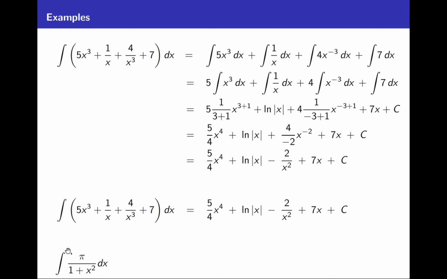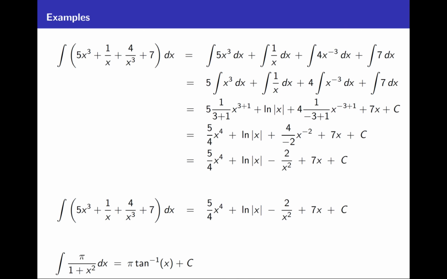Likewise, if you had the integral of pi over 1 plus x squared dx, you'd look at that and say, oh, well, that's just pi times 1 over 1 plus x squared, and the antiderivative of 1 over 1 plus x squared is tangent inverse x. So you'd get the constant of pi times tangent inverse of x plus c.